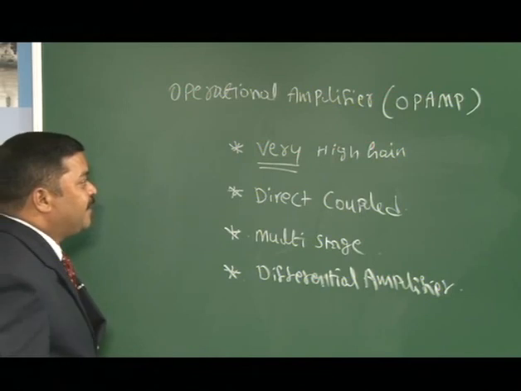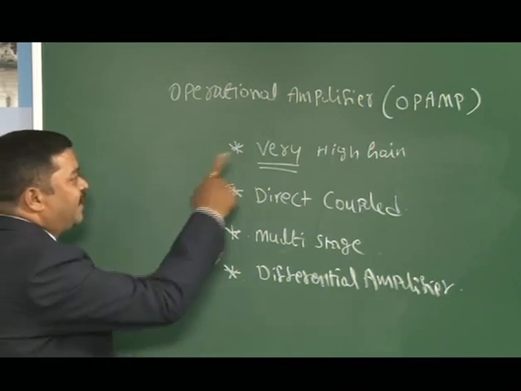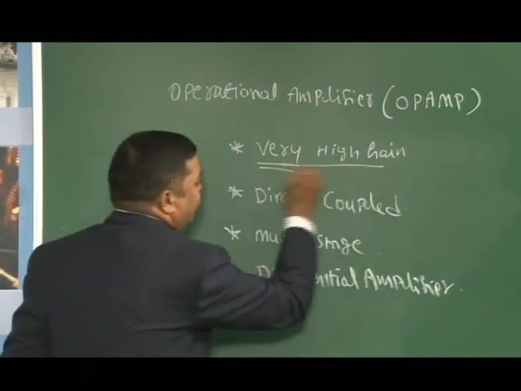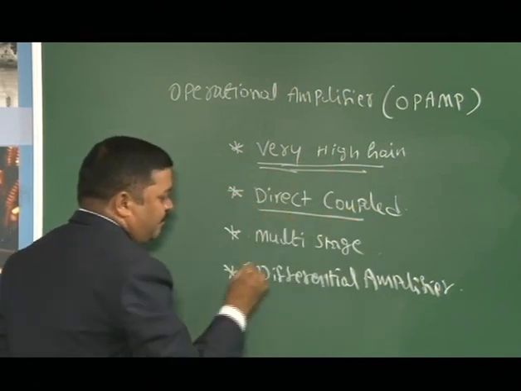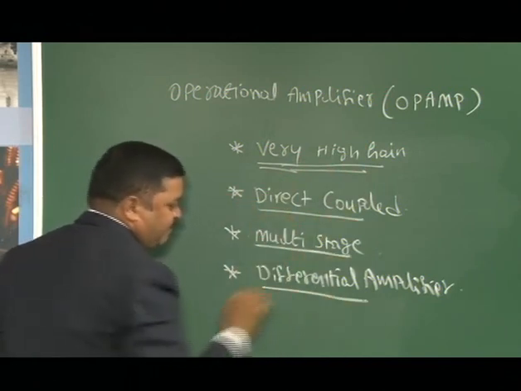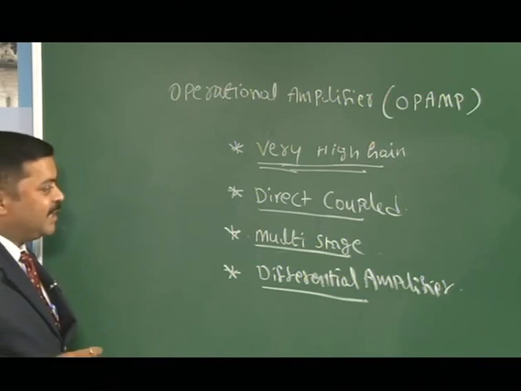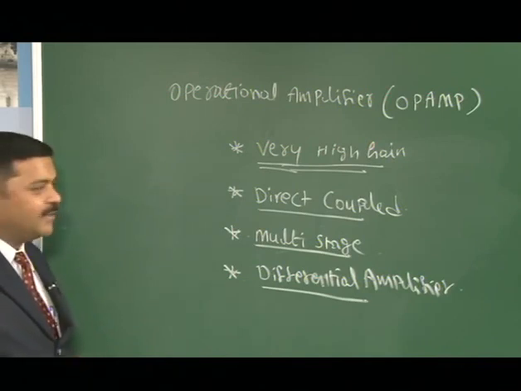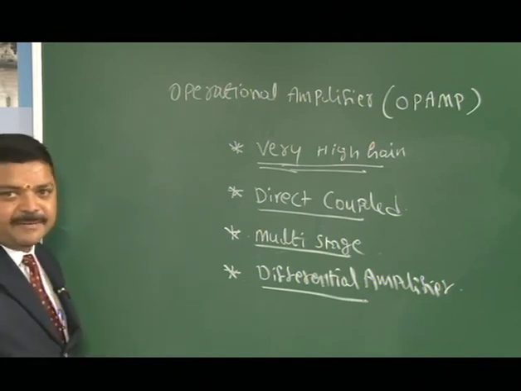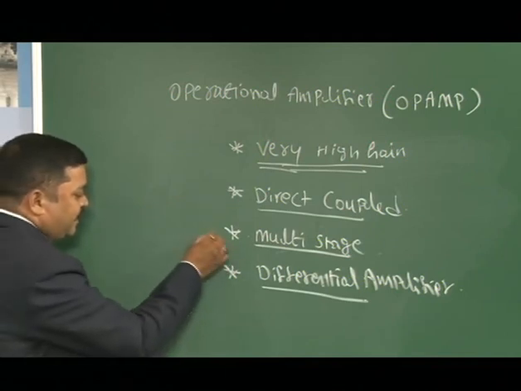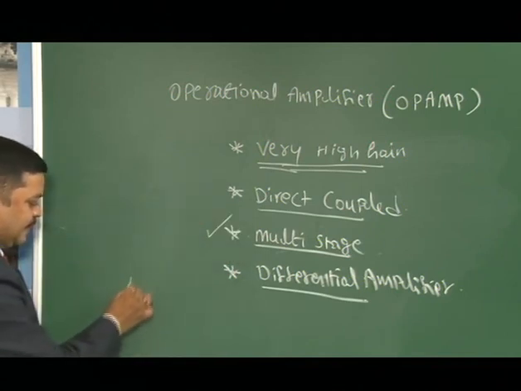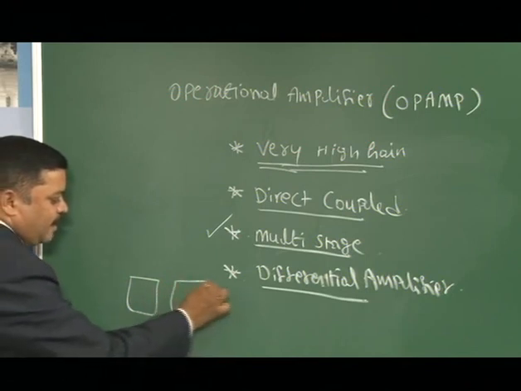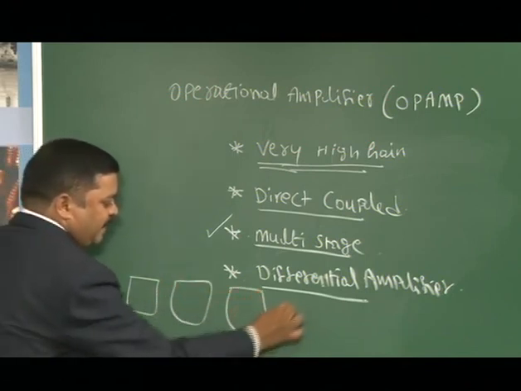An operational amplifier can be defined as a very high gain, direct coupled, multi-stage differential amplifier. Direct coupled, multi-stage differential amplifier. You can remember these 4 points very easily, right. Since the operational amplifier is multi-stage, there are so many stages in the operational amplifier.